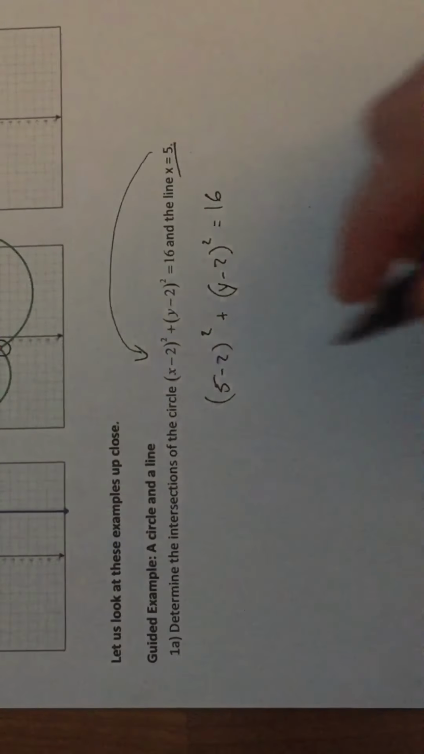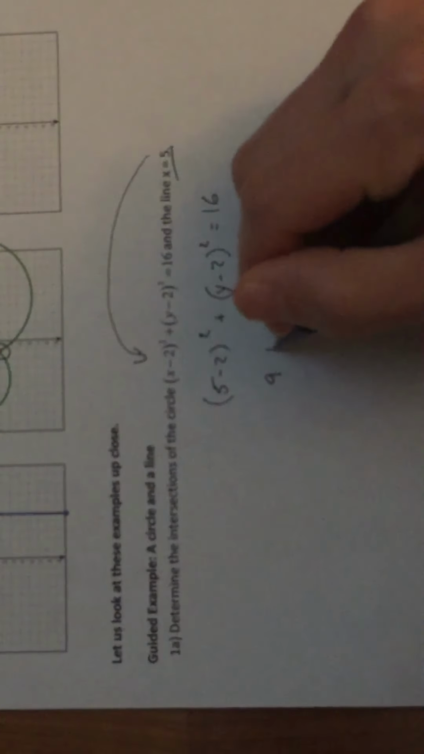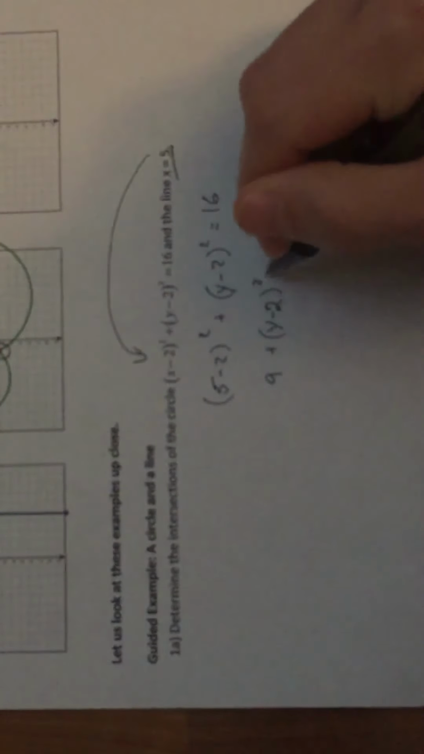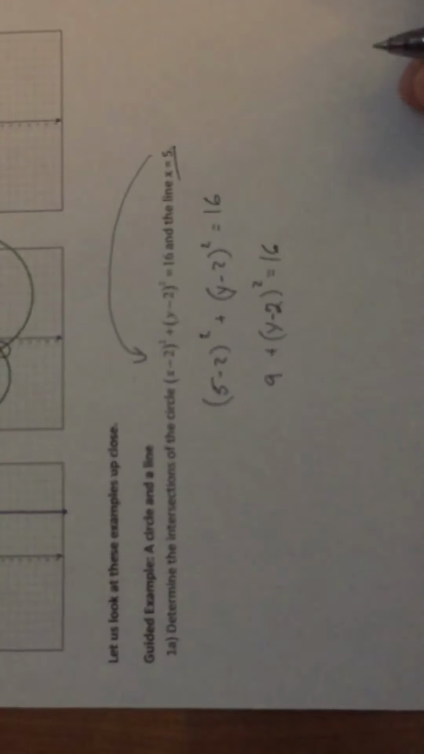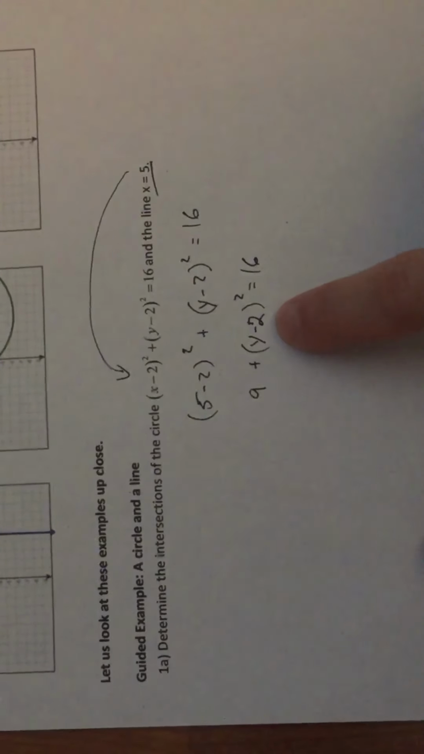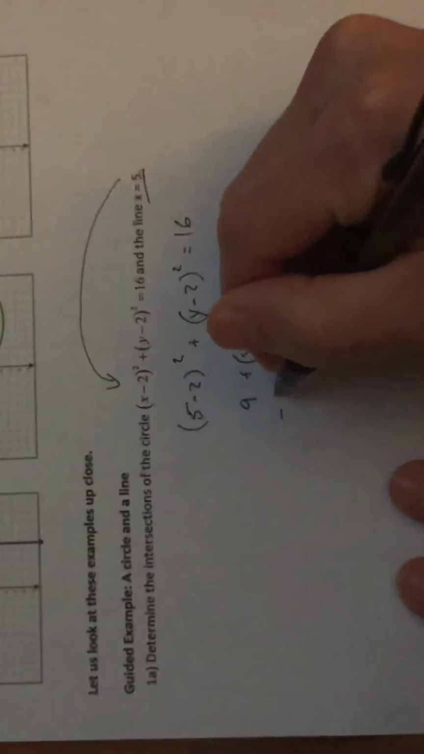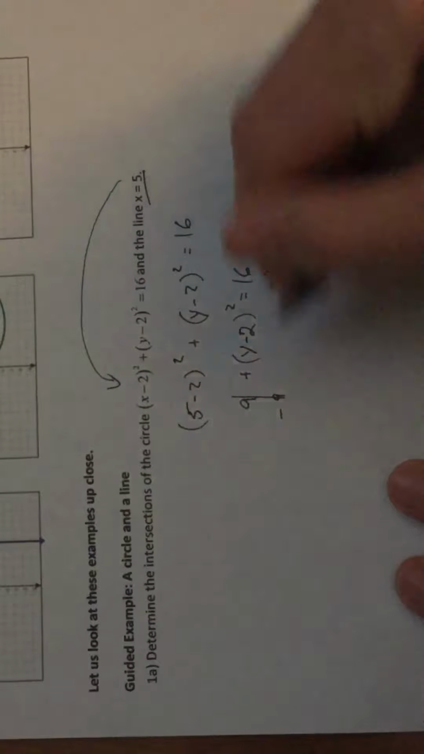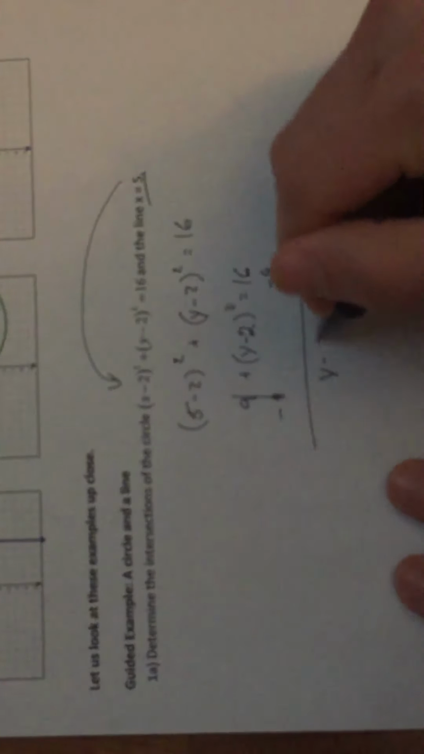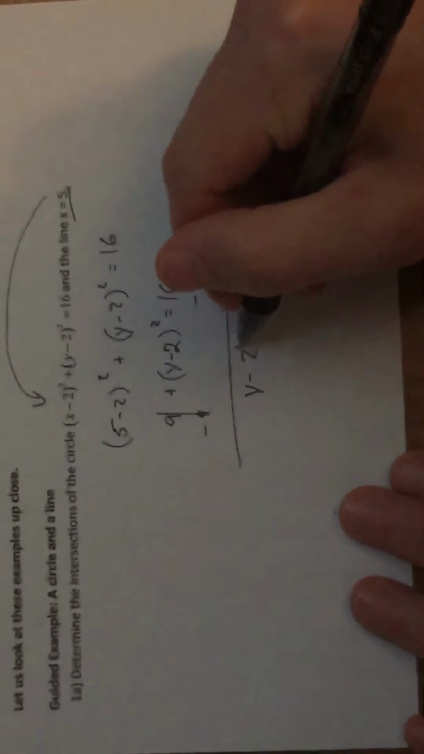But simplifying, 5 minus 2 is 3, and 3 squared is 9. Y minus 2 squared equals 16. Pay attention, we're going to solve this. We will have to do some binomial multiplication, or what some of you refer to as foiling, and I will have to do some expanding, but not on a problem like this. I'm just going to subtract 9 from each side and get y minus 2 squared equals 7. Almost forgot the square there.